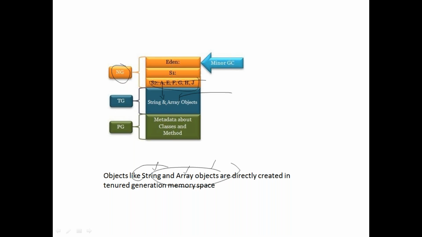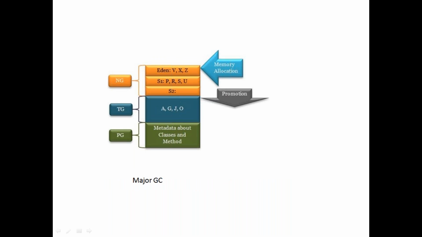Now think about it. This process continues. Some objects will be promoted to the old generation. As I've told you, new objects continue to be created, and they continue to move from Eden to S1 to S2, and finally the promotion happens from S2 to the old generation or tenured generation. We don't call this moving. We call this promotion. There is a specific word, promotion, for moving from the young generation to the old generation.